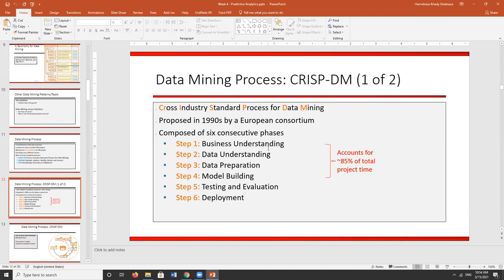Like the banking example that I just talked about. For example, we understand age is an important variable in predicting bank balance.